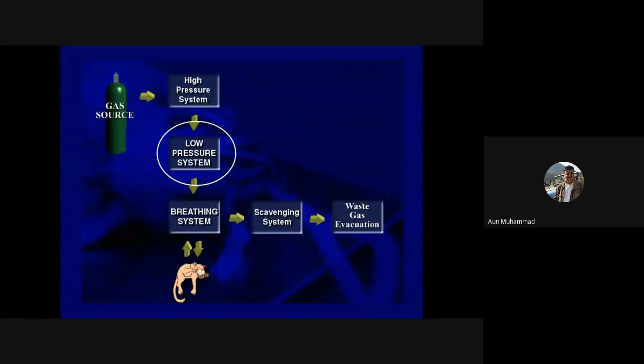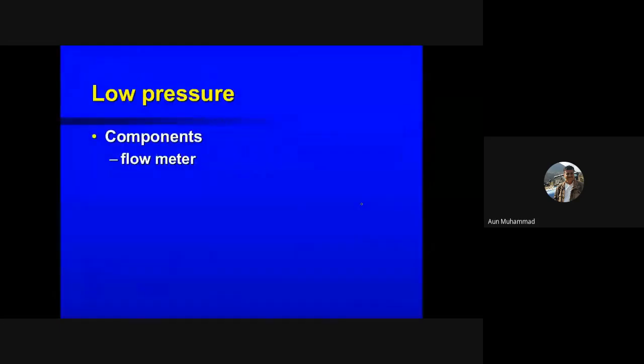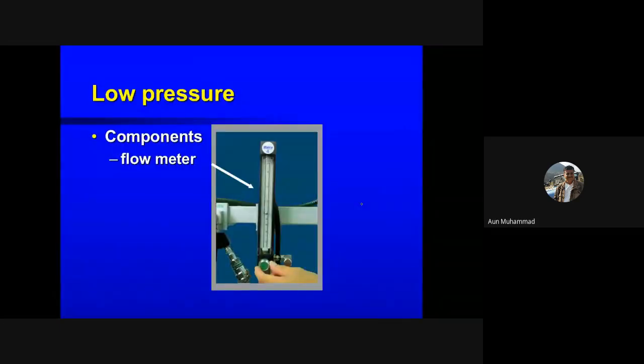Now come to the low pressure system. From the high pressure system to the low pressure system, it is contributed by two things. One is the flow meters. It further reduces the pressure of the oxygen from 50 psi to 12 to 15 psi, and that is the pressure which is acceptable for the lungs of the patients.